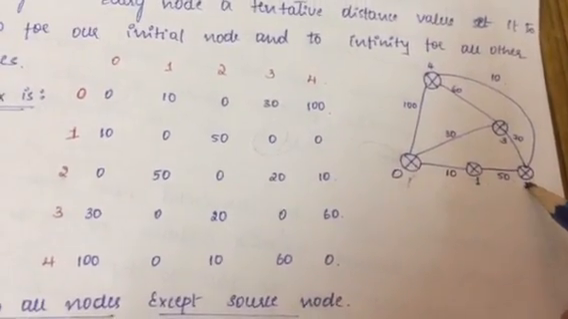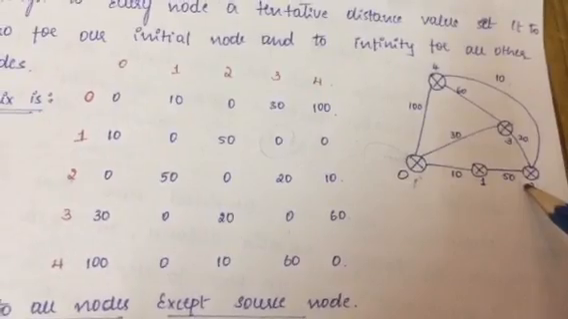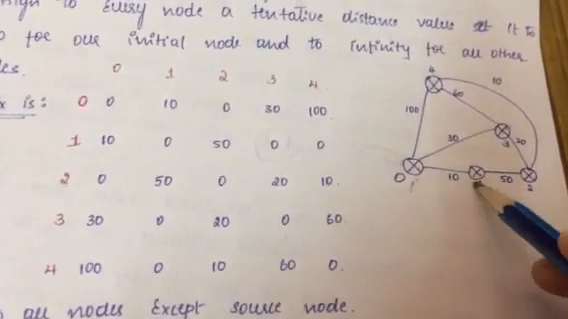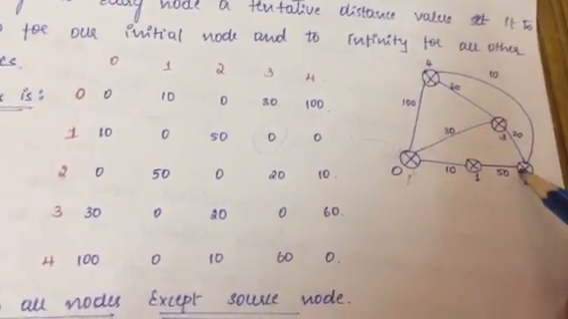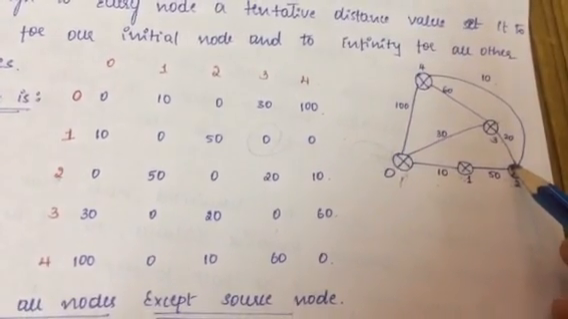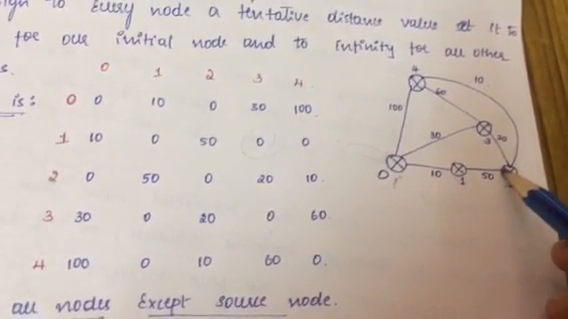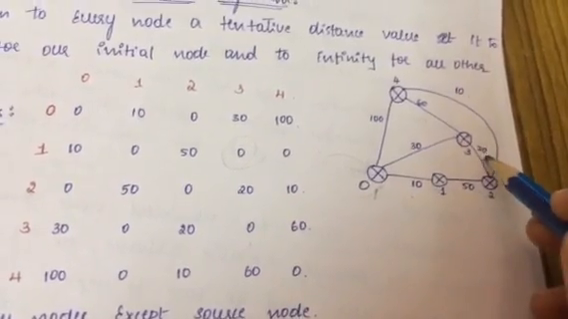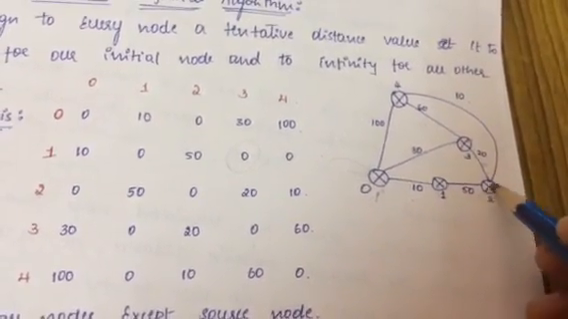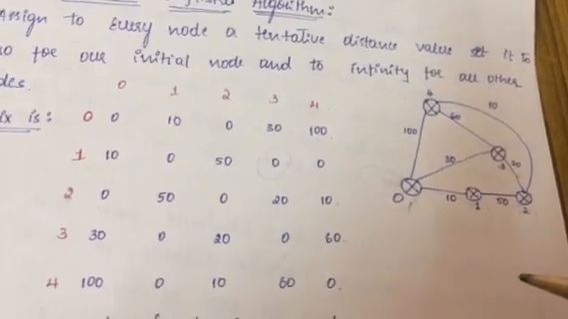Now next is 2. 2 to 0 it is 0, no direct connection. 2 to 1, it is 50, we know that. 2 to 2 it is 0. 2 to 3 it is 20. Now 2 to 4 it is 10. I am going to draw it.